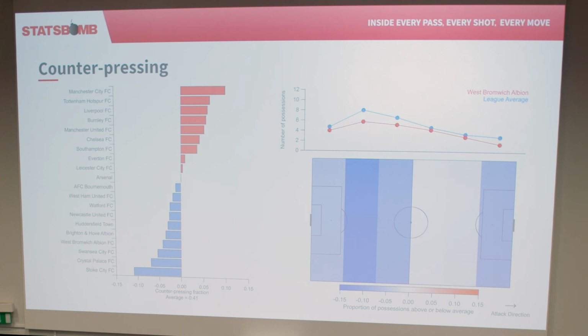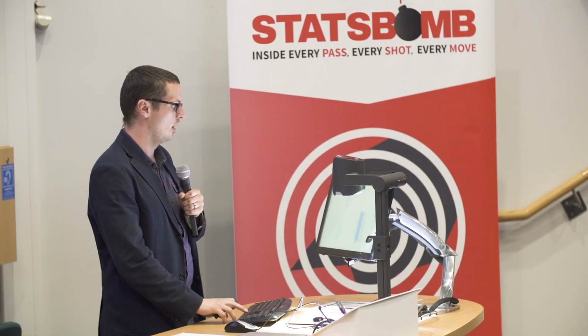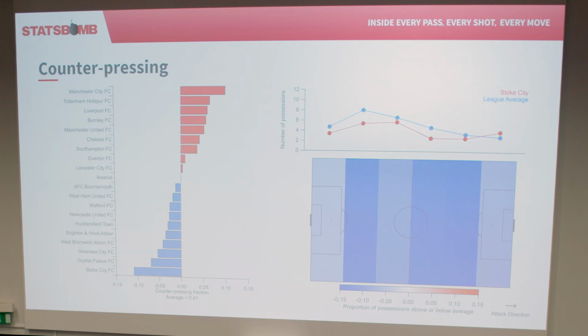And then to switch around to somebody who isn't counter-pressing very much, this is West Brom, an example. The intensity isn't there, they're counter-pressing a lot less than the league average, and they're doing it less proportionally as well, but with a slight tilt towards the opposition half. And then Stoke, basically across the board, they just don't press intently, and that's why they're very much at the bottom of that figure on the left there.